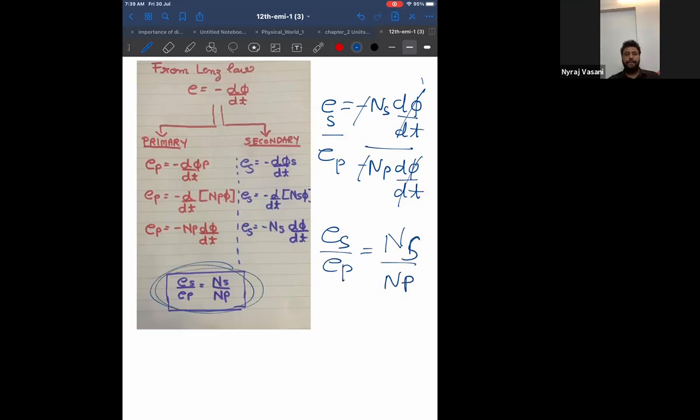Did you understand the derivation on this page? This is one of the answers for your transformers.